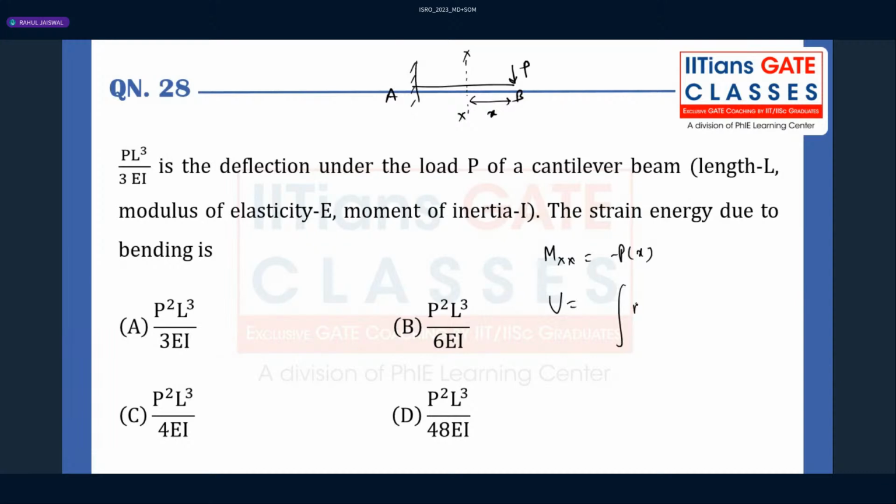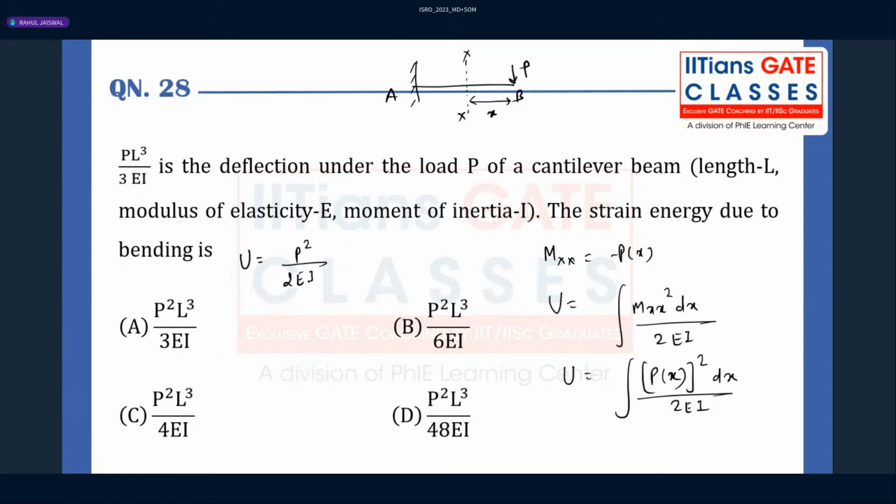Strain energy because of bending, we know that it is M square dx divided by 2EI. So we can write P into X whole square dx divided by 2EI. So we can further write P square divided by 2EI into x cube divided by 3 from 0 to L. The total length is L. So P square L cube divided by 6EI. B is correct.